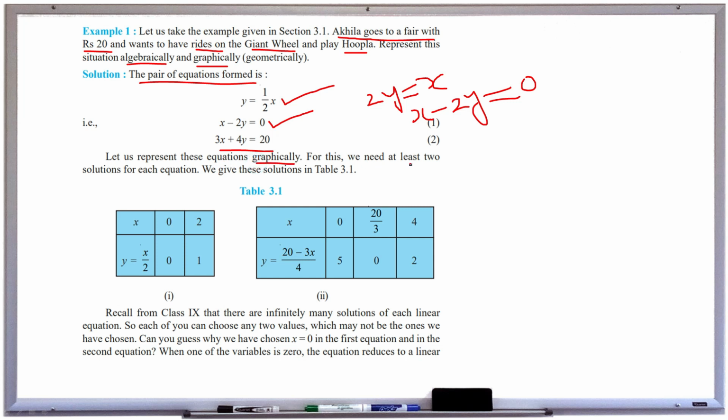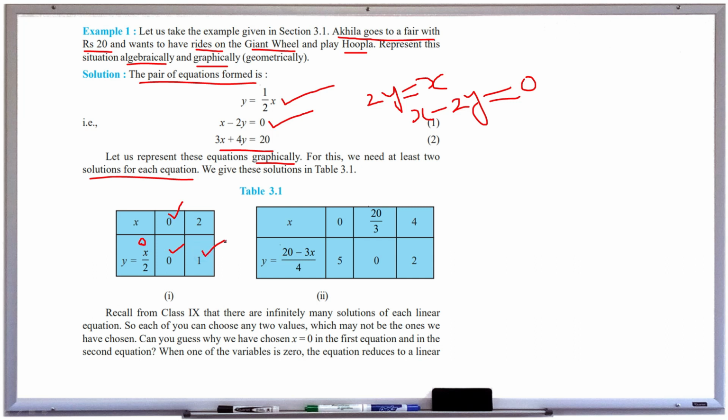For this we need at least two solutions for each equation. So first equation, y is equal to half of x. So put the value of x, you will get the value of y. Suppose if I put the value of x as 0, then y is also 0. Put x value 2, then the y value is 1.